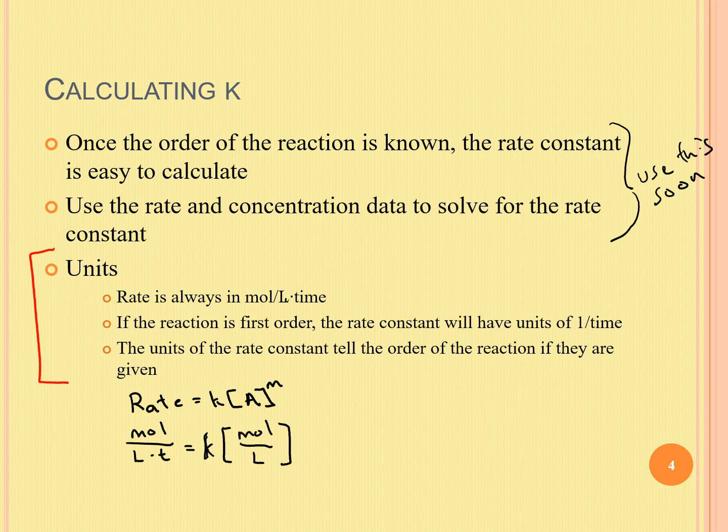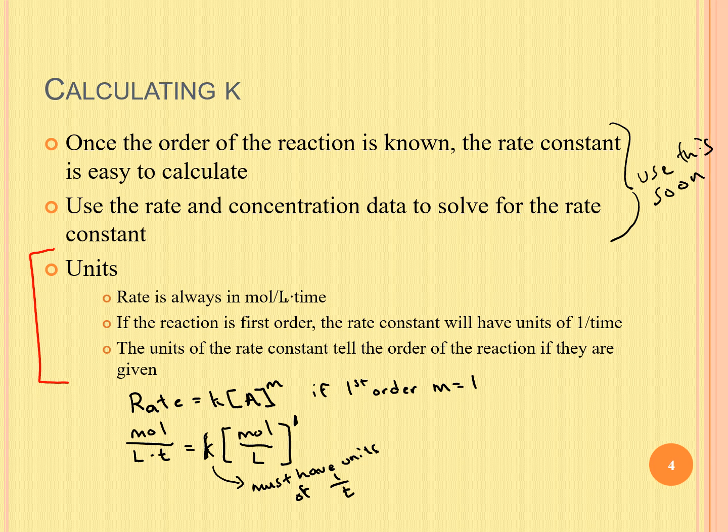If this reaction were first order, then m is equal to 1, so I'm going to put 1 up there. And so k must have units of 1 over time. It's the only way that both sides of our equal sign can have the same units.